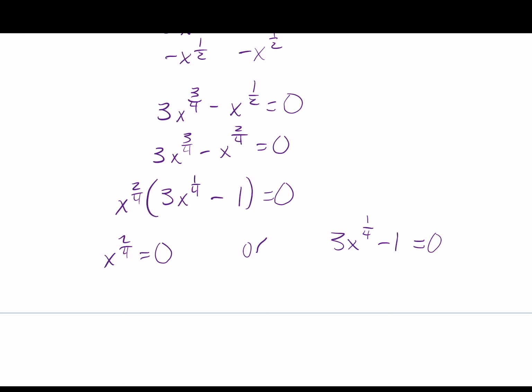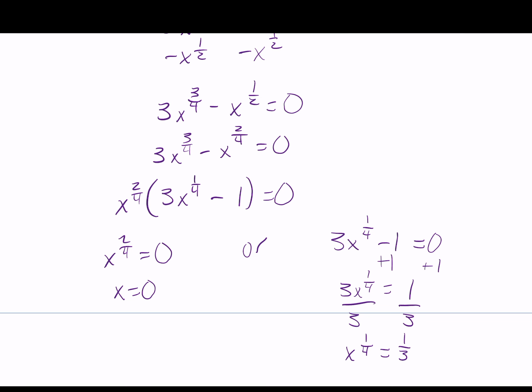Well, in the first case, the only way x to the 2/4 power is equal to 0 is if x is 0. The only way we get a 0 power out is if x is 0. Okay, so now on this side, 3x to the 1/4 minus 1 is 0. We can add 1 to both sides. So we're left with 3x to the 1/4 power is equal to 0. No, not 0, 1. We just added 1. We can divide both sides by 3, and we get x to the 1/4 power is equal to 1/3.